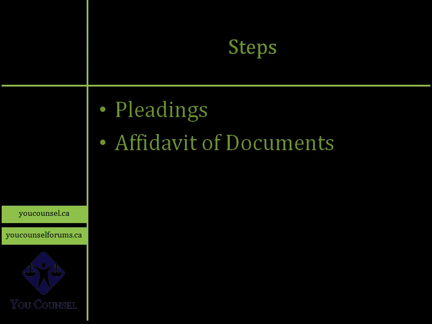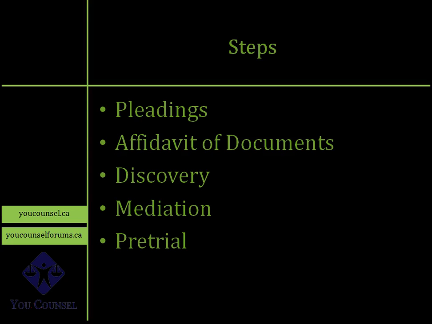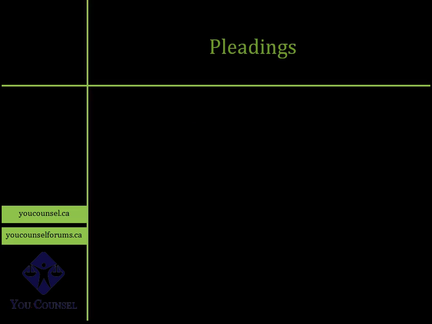Let's begin with the 6 steps. Step number 1 is obviously pleadings, and I'll explain what that is. Step number 2 is affidavit of documents. Step number 3 is discovery process. Step number 4 is mediation. Step number 5, pretrial. And the last and final step is the trial.